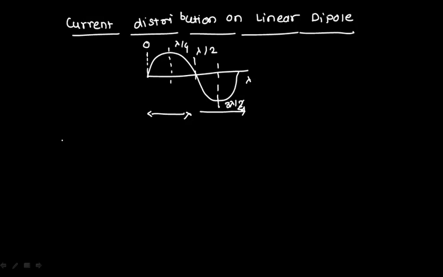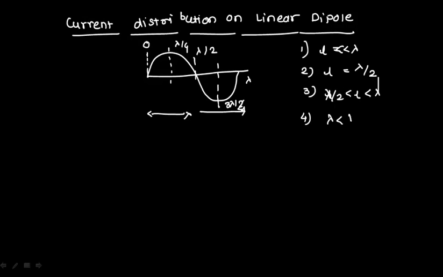Now what will happen if I increase or decrease the length of an antenna? So I'm going to consider 4 cases. The first case is where my length of antenna is very much less than lambda. The second case is where the length is exactly equal to lambda by 2. The third case is where the length is greater than lambda by 2 but less than lambda. And the fourth case I'm considering is where my length is greater than lambda but less than 3 lambda by 2. So these 4 cases I'm going to discuss in this session: how the current distribution depends on the length of that particular dipole antenna.